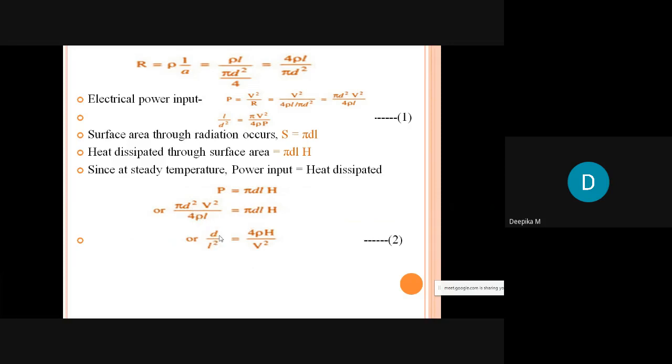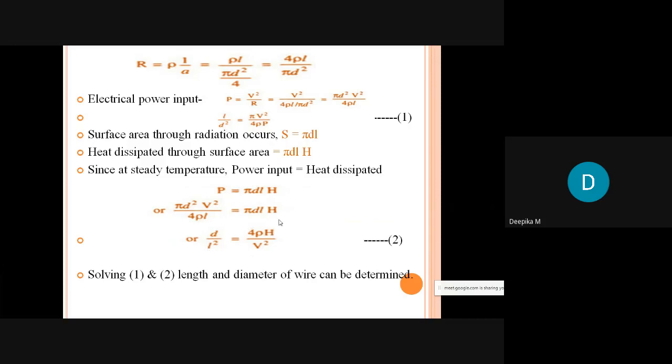So therefore we are left with D. We will rearrange this, so we'll get D by L square is equal to 4 rho H by V square. This is equation 2 we are having. Now you can see, this one is with respect to L by D square, and this is with respect to D by L square.